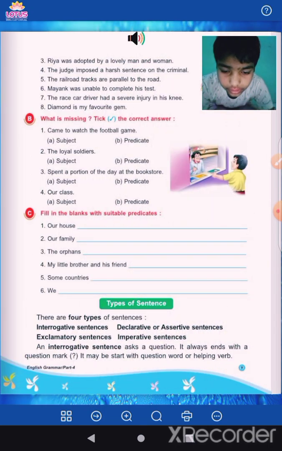So here, types of sentences. There are four types of sentences. Remember, there are four types of sentences. They are interrogative, declarative, or assertive, you can say, exclamatory, and imperative. Exclamatory and interrogative are really easy.